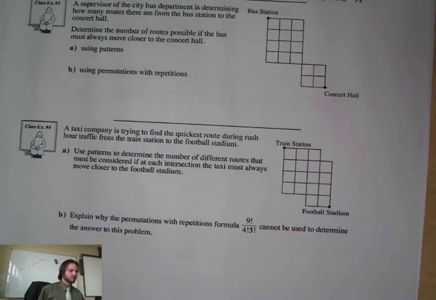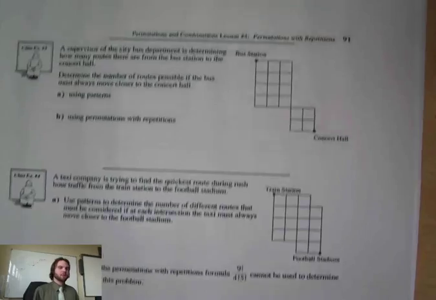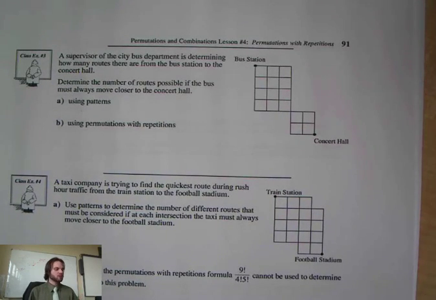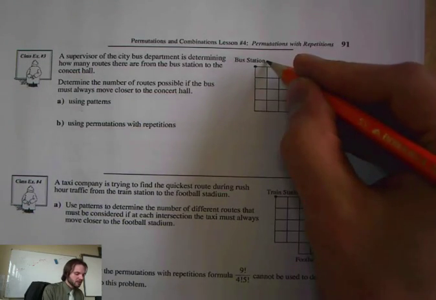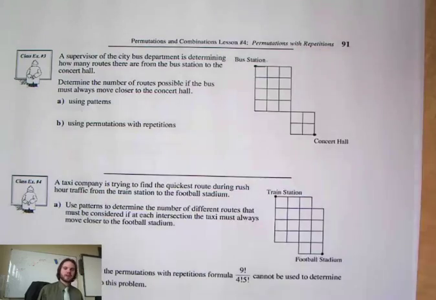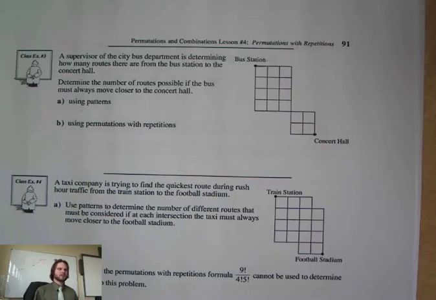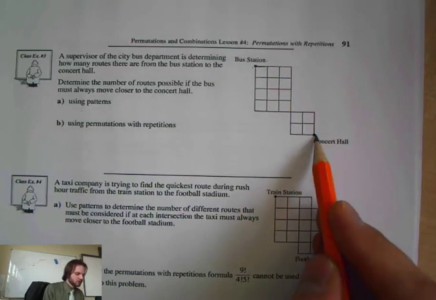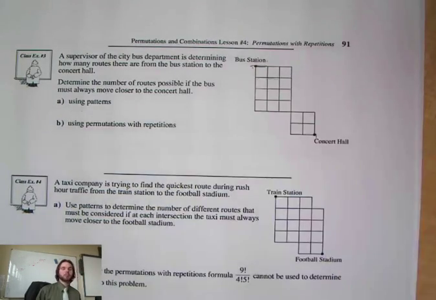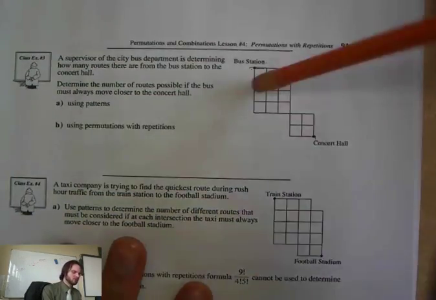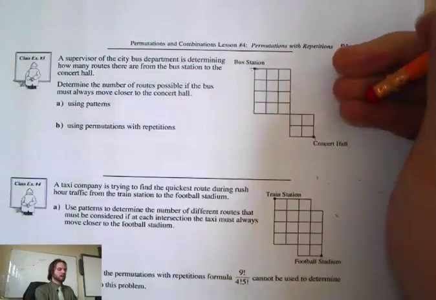So here's my first class example. If you go over this, you'll see what we do, and I'll show you here. If you went over the page before, it tells you what to do, but I'm just going to go over it quickly in this one. So, using patterns. If I keep on going this way, we can't go backwards. Like if I want to go from the bus station to the concert hall, I'm not going to go this way, then back up. That makes no sense. How many fast routes are there without backtracking?